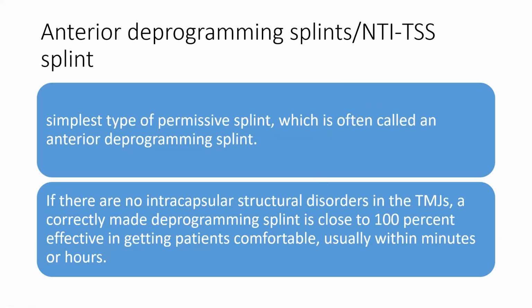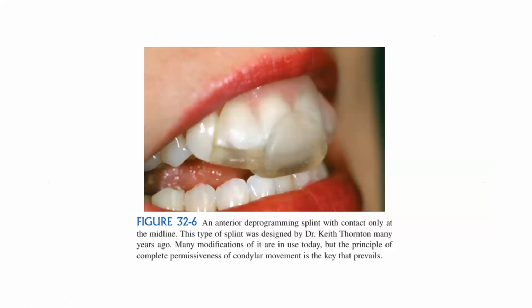So there is another type of splint, that is the anterior deprogramming splint, and it is also sometimes called the NTI-TSS, that is the nociceptive trigeminal inhibition tension suppression system splint. And it is a simple type of permissive splint, and if there is no intracapsular disorder in the temporomandibular disorder, this anterior deprogramming splint will improve the temporomandibular disorder within minutes or hours.